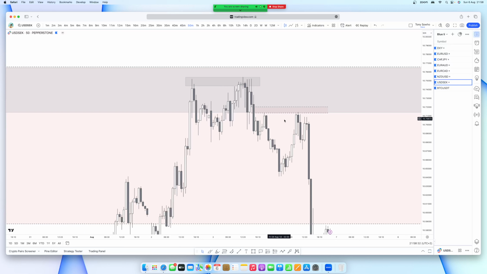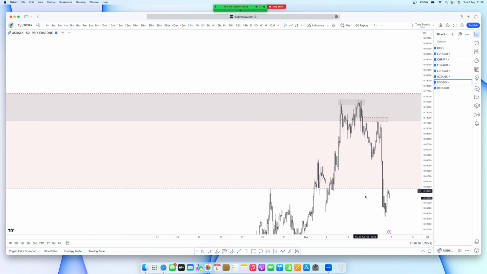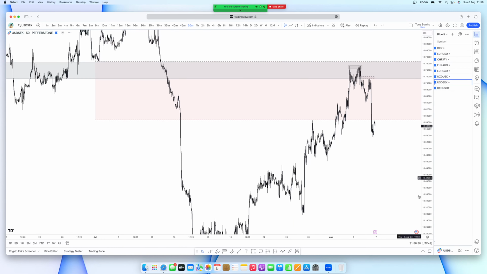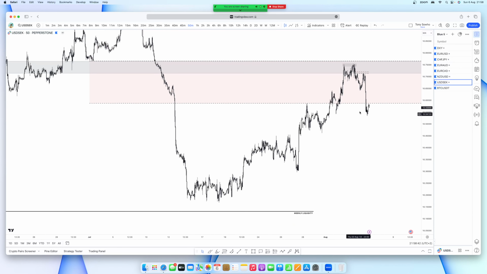See how price came into the imbalance and look at the response from there. So is this the move that is going to take USD SEC all the way down? Uh-oh. I hope not. I hope it's going to give us a retracement so we can join the trend. So for USD SEC, I'm bearish to the downside.